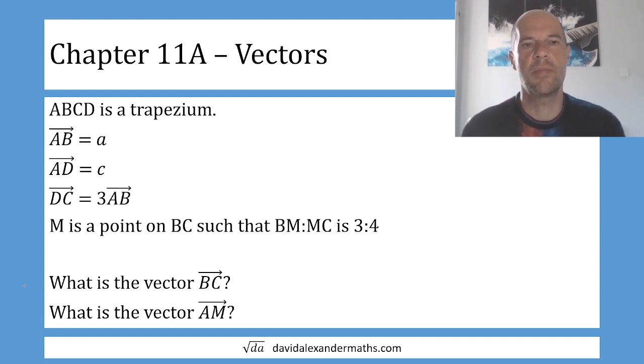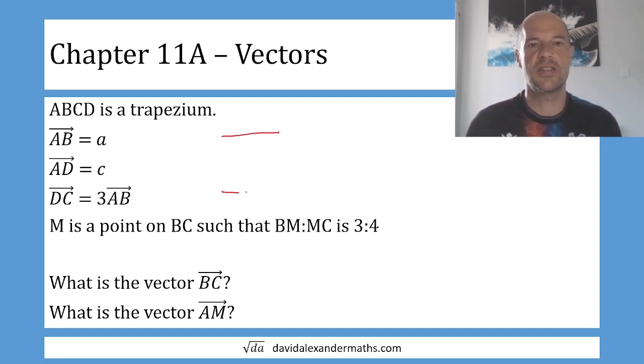We know that it's got one pair of parallel sides, but you can't just draw a trapezium and randomly label the corners or the points A, B, C, D without a bit of consideration. So the key thing here is that we know that the vector DC is 3AB. So therefore AB and DC are parallel.